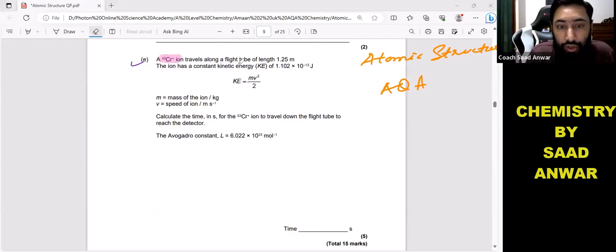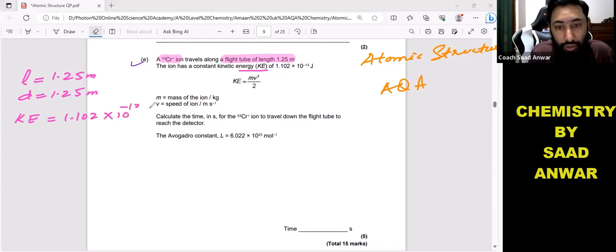A chromium ion travels along a flight tube of length 1.25 meter. So it means, guys, the length of the tube is 1.25 meter. We can also say the distance d is equal to 1.25 meter. The ion has a constant kinetic energy, given in the question as 1.102 times 10 raised to power minus 13 joule. The formula is also given here. We have to calculate the time.